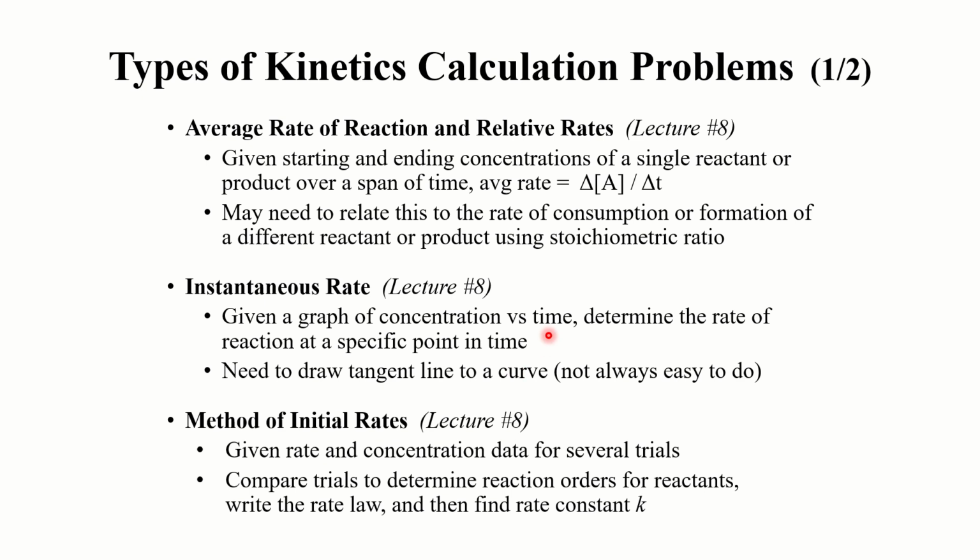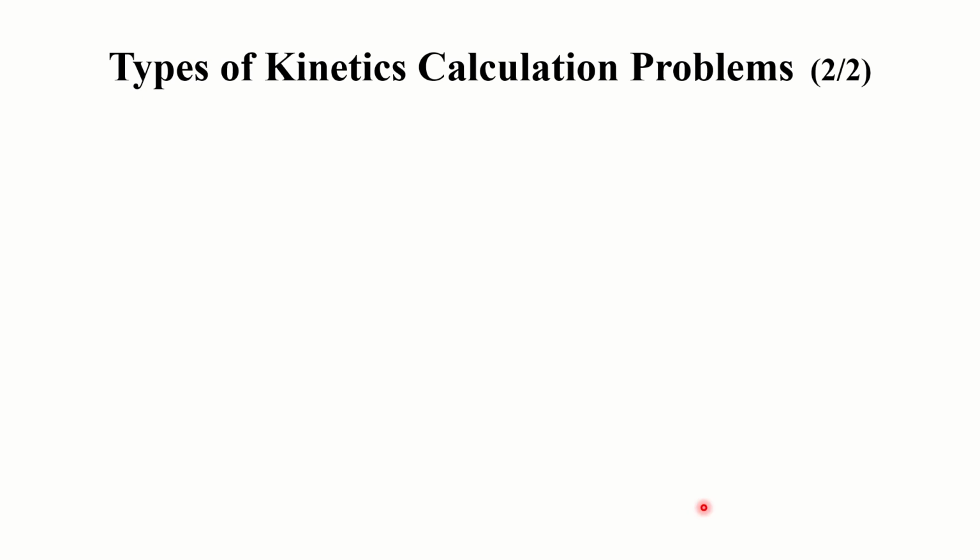And finally, the big one from lecture number 8, method of initial rates. So from the second half of that lecture, when we learned about rate laws, given rate and concentration data for several trials, you will be asked to compare the trials to determine the reaction orders for the reactants, to write the rate law, and then find the rate constant k by plugging in some of that rate and concentration data.